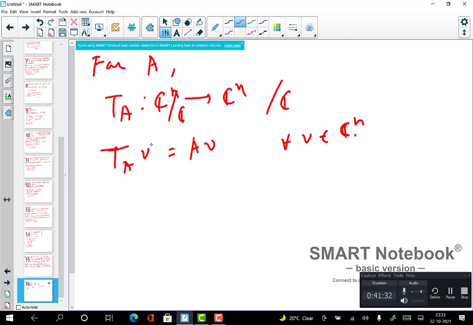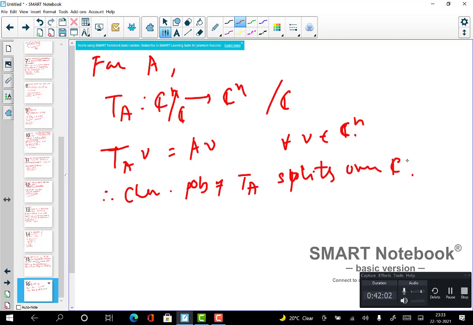Okay. Now this inner product space Cn is over C, and C is algebraically closed. What does that mean? That means the characteristic polynomial of T_A splits over C, right? We also know the matrix representation of this with respect to the standard basis of Cn. So you choose beta dash as the standard basis of Cn over C, and then it will be that original matrix A, right?